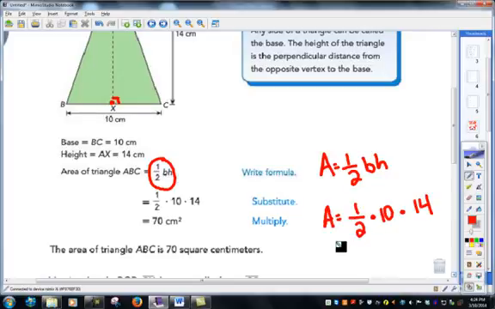You can do these steps all at the same time. It's pretty easy. 1/2 times 10 just means half of 10. Remember, the word of in math means multiply. Half of 10 is 5. 5 times 14 then is 70 centimeters squared.